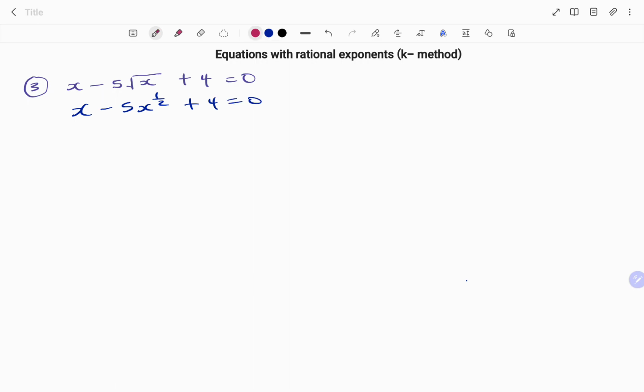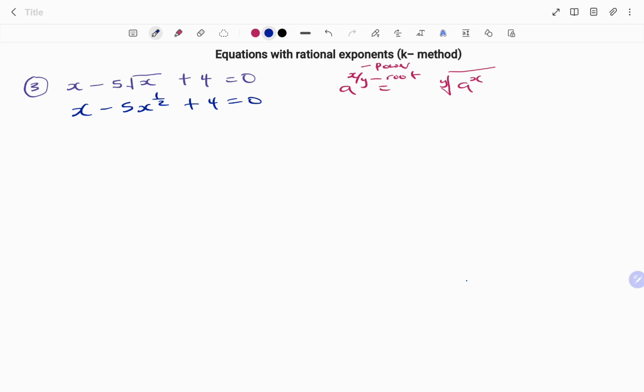We know that a to the power of x over y is the same thing as, since the number at the top is a power and the value below is a root, I can rewrite this as the yth root of a to the power of x.